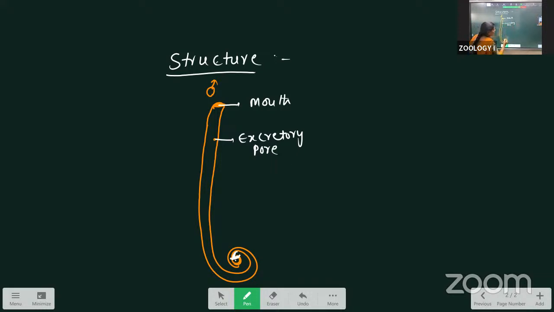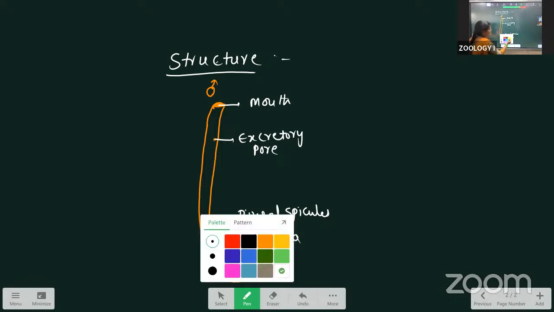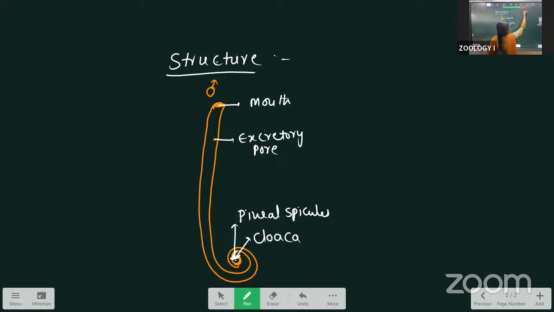The curved tail has the cloaca, and the cloaca has hair-like structures called penial spicules, also called copulatory spicules. They are helpful in copulation, that's why we call them copulatory spicules. The body is surrounded by cuticle, and this is the male Ascaris. Next one is the female.